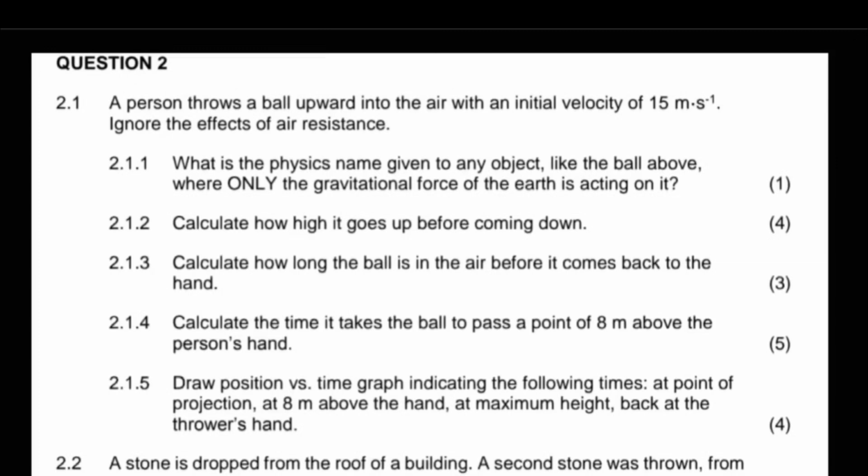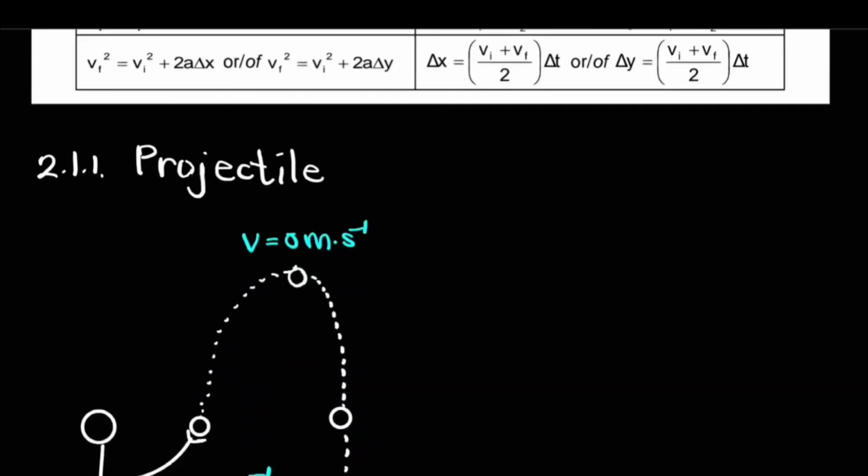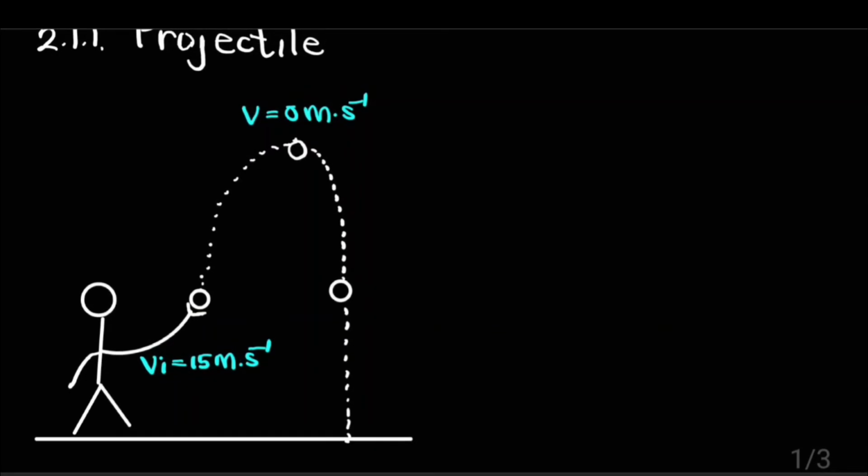Now 2.1.2 says calculate how high it goes up before coming down. What's happening here is that this ball is being thrown upwards. From the person's hand up to the highest point, we are concerned with how high up it goes. So we are concerned with the displacement of this object, which is going to be in the positive direction. This is what we need to calculate, delta y.